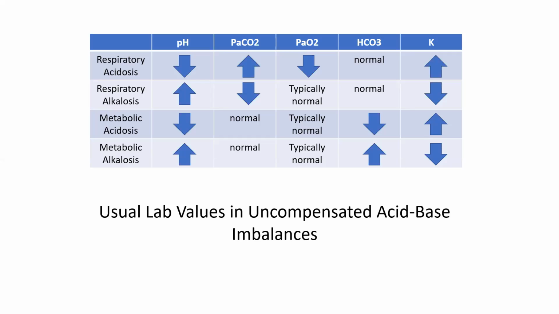Okay, so if I'm being asked to interpret an arterial blood gas, I would have this chart out and I would look across the board. Is my pH high or low? An arrow down means the pH is below 7.35. So that's respiratory acidosis and metabolic acidosis. Or is my pH high? That means greater than 7.45. So that would be both of the alkalosis states, or alkalotic states, or however you want to say it.